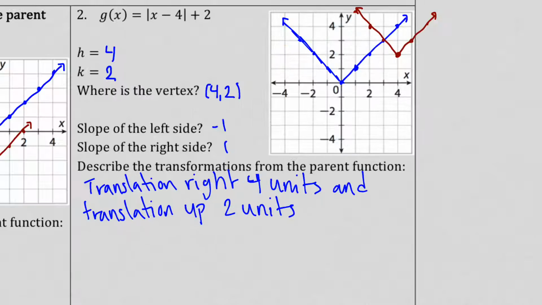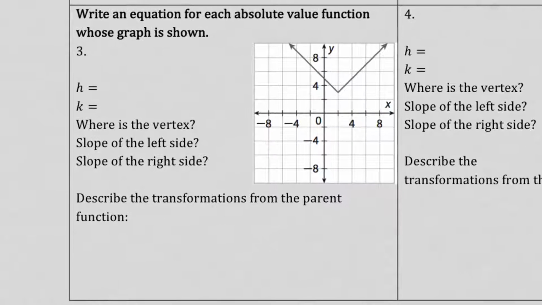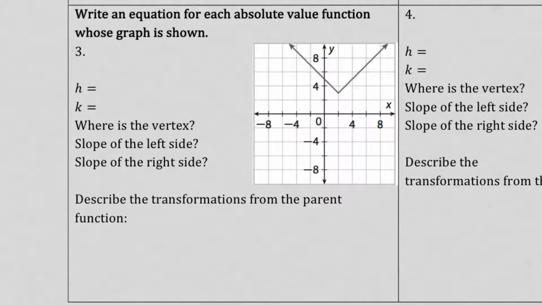Alright, go back to my side, please, and let's work on number 3. Here we go. It says, write an equation for each absolute value function whose graph is shown. So they gave us this graph right here, and they want us to come up with the equation ourselves, which is basically going backwards from the last problems, right? Instead of here's the equation, now graph it, it's here's the graph, what's the equation?